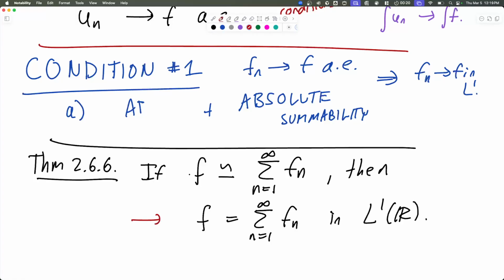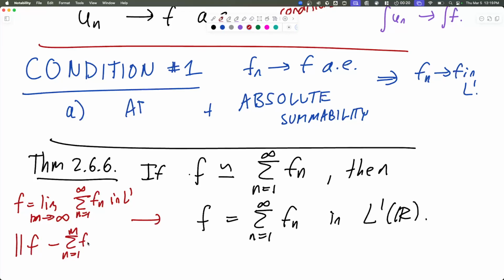But when I write f equals the sum from n equals 1 to infinity of fn, as soon as there's an infinity, this thing is some kind of limit. So this is not really saying f is equal to something. It's really saying f is the limit of something. So just a reminder that this really means f equals the limit as m goes to infinity of the sum from n equals 1 to m of fn in L1. And this means the norm of f minus the sum from n equals 1 to m of fn is going to 0. So it's like epsilon delta, epsilon m with this norm. So just make sure you know what this means. Don't think that it really is an equal sign. It really is a limit.